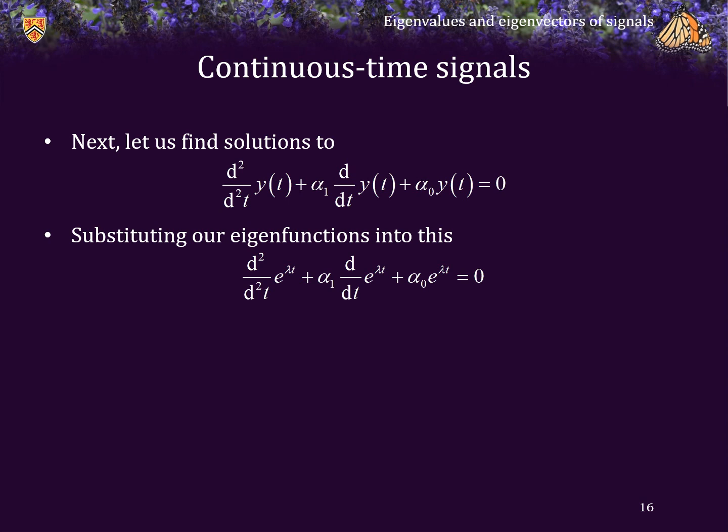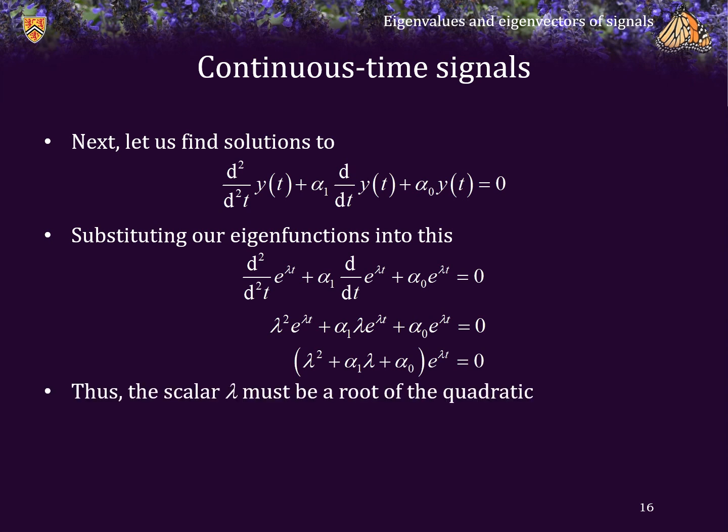Now, the second derivative of e to the lambda t is just lambda squared times e to the lambda t, and the derivative of e to the lambda t is just lambda times e to the lambda t. So let's substitute that in, and now factor out the function. Now, if e to the lambda t is not 0, the only way to make this the 0 function is for lambda to be a root of the quadratic on the left-hand side. So in this case, the quadratic is lambda squared plus alpha 1 times lambda plus alpha naught.